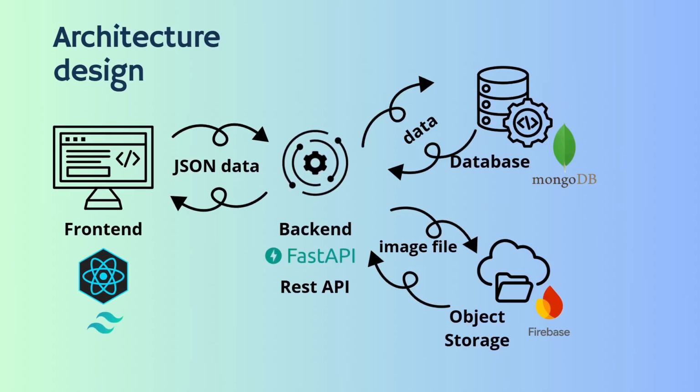If we look at the picture, we will use the frontend with ReactJS, which will then communicate with the backend using FastAPI. On the backend side, we use FastAPI technology, while to save images we use Firebase Storage. Our database uses MongoDB to store data.